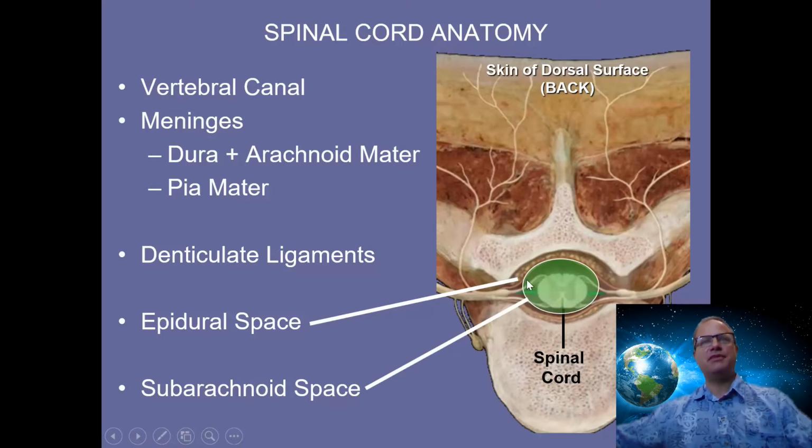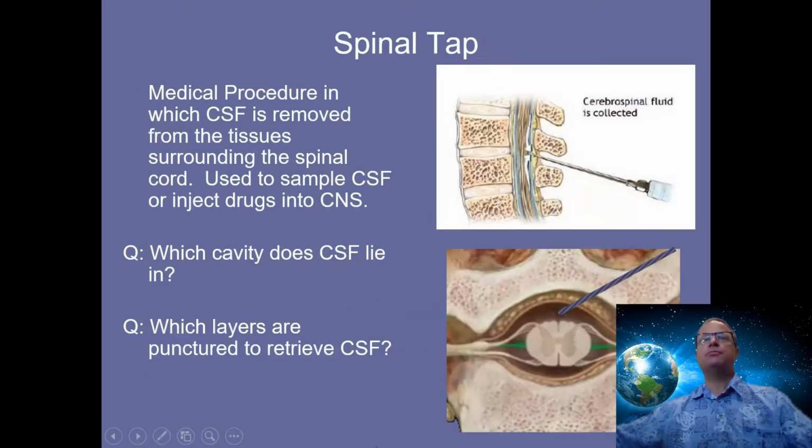Subarachnoid is underneath the dura mater, underneath the arachnoid mater, and it's this area that is filled with cerebral spinal fluid, which is both an ionic and hydrostatic buffer for the spinal cord. And we'll talk about why that's important here in just a minute.